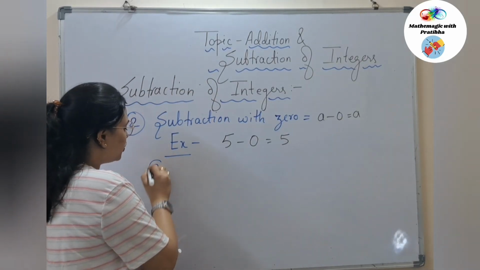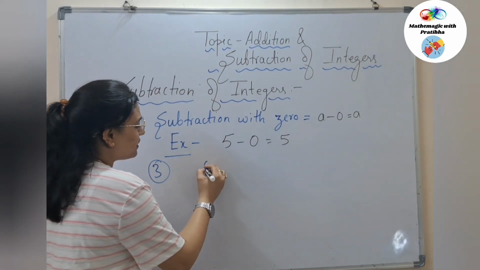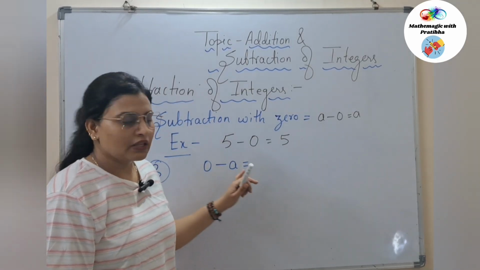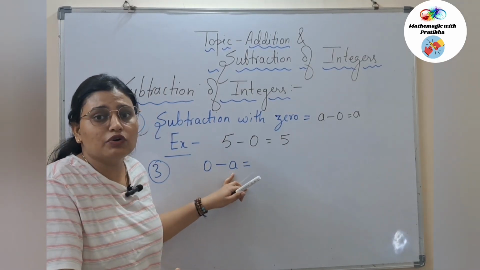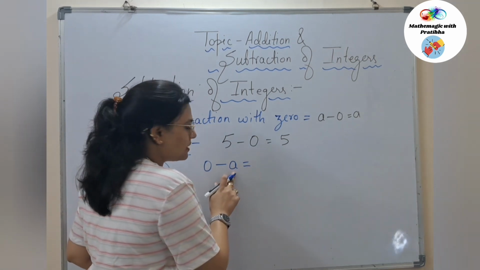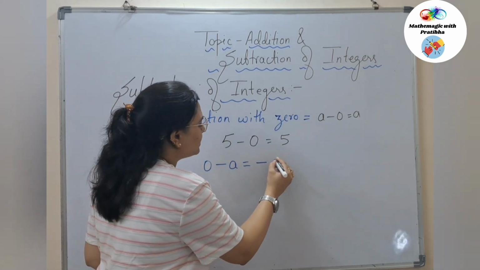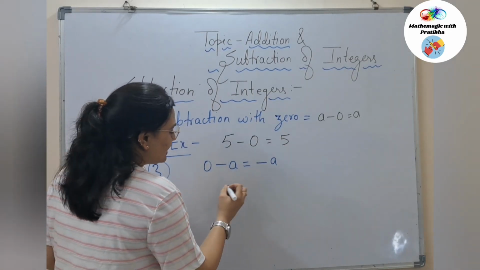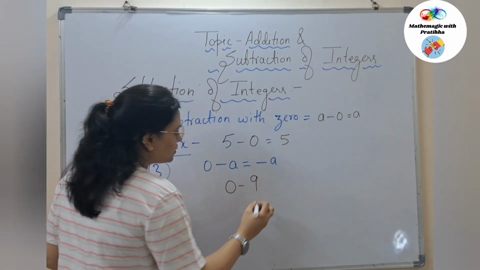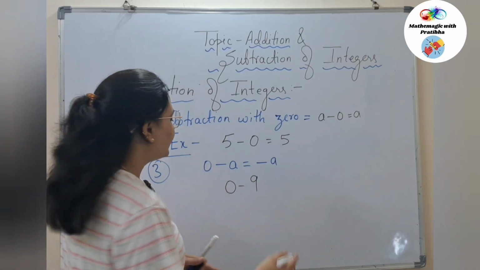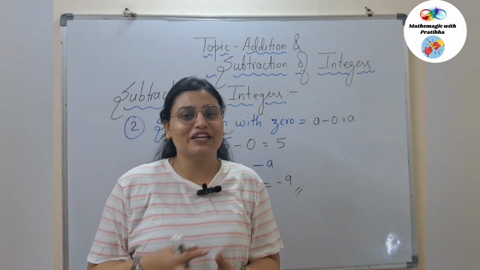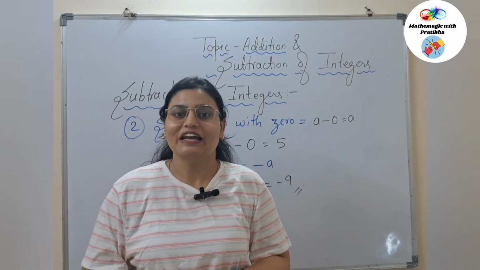So this is the third rule. Okay, where we are subtracting any integer a from 0, that time the additive inverse of a will come. Means we are subtracting a from 0, then minus a will come. Okay, so let's see this also. For example, if we have to subtract 9 from 0, then the answer will be minus 9. So in this way we can find the addition and subtraction of integers.